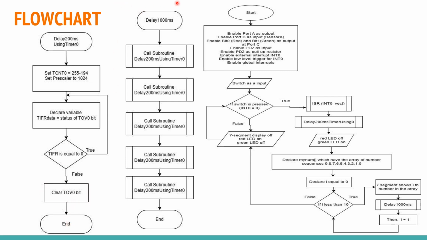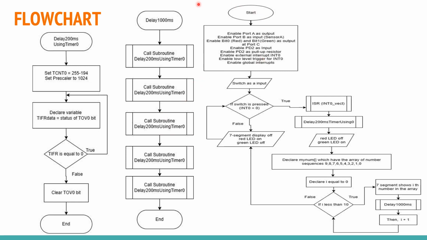The second flowchart is delay 1000 ms, and in this subroutine, it will call 5 times the previous subroutine, which is delay 200 ms using timer 0. And that's all for this subroutine.